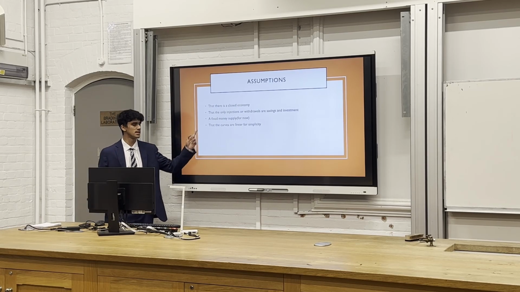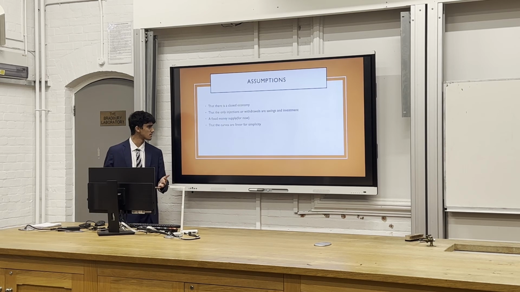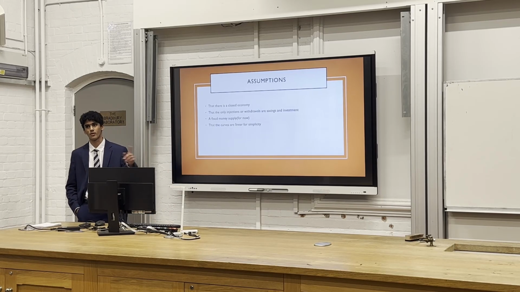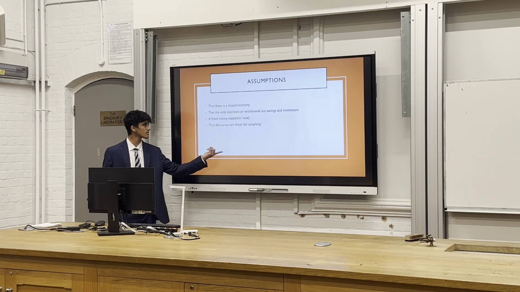We're also assuming a fixed money supply, so we're assuming that the central bank has a fixed money supply, that they change interest rates to meet their criteria rather than changing the money supply every time. And we assume that these curves are linear. As with a lot of economics, the curves are obviously going to be curved, but we're going to assume they're linear for now, so it's easy to see.